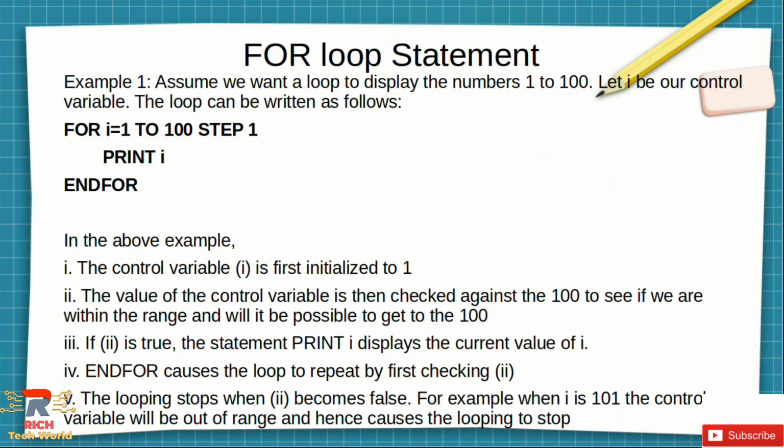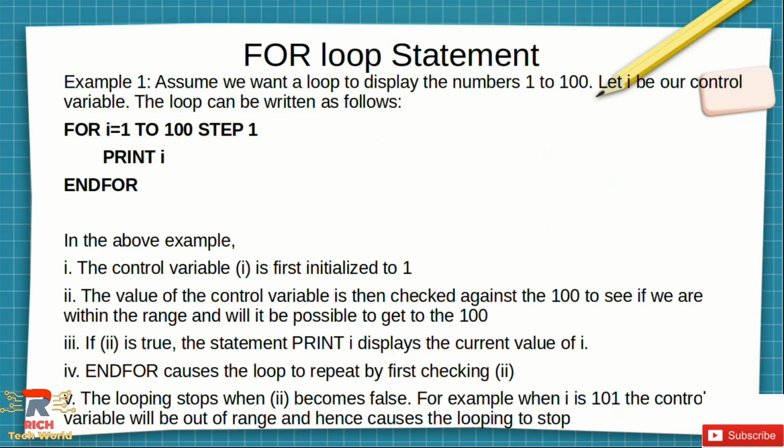For the first example, assume we want a loop to display the numbers 1 to 100. Let I be a control variable, and the loop can be written as follows. First of all, we have our control variable, which is I, and we assign it a starting value which is 1. So I is 1, and we want I to get to 100, so the ending value is 100. Then the step value is 1.